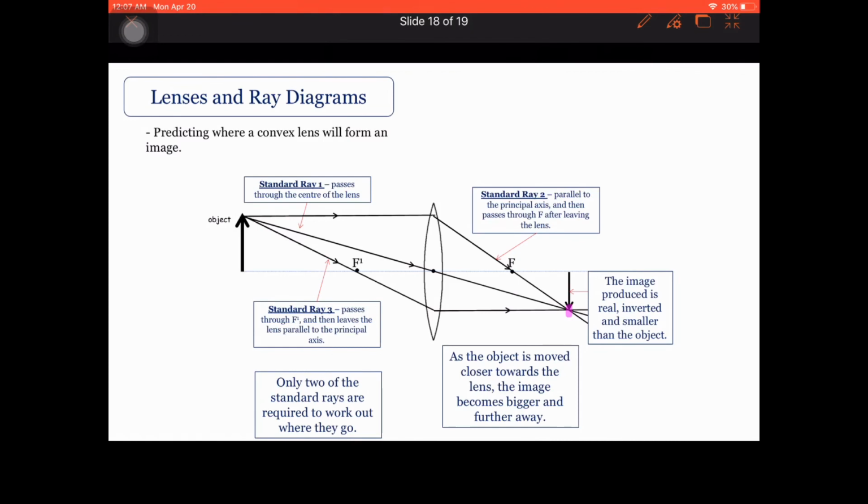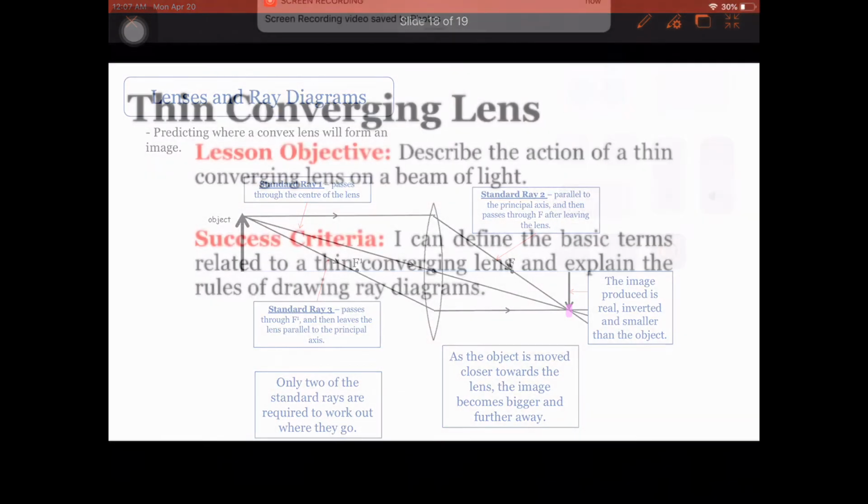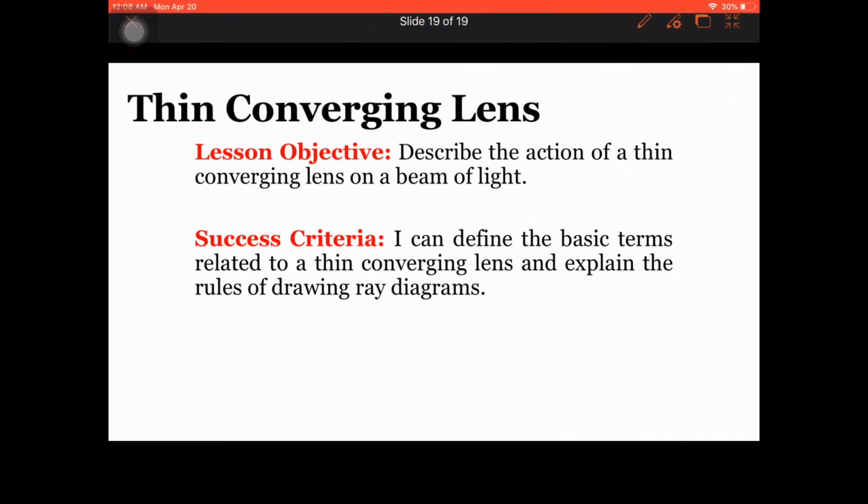And we are going to do some ray diagrams tomorrow. We are going to use all of these standard rays so that you would know and you would experience how to do ray diagrams. It's quite technical, but actually it's enjoyable. So what have we learned today? We have defined the basic terms related to a thin converging lens, and we have explained the rules of drawing ray diagrams. I hope you enjoyed the lesson.